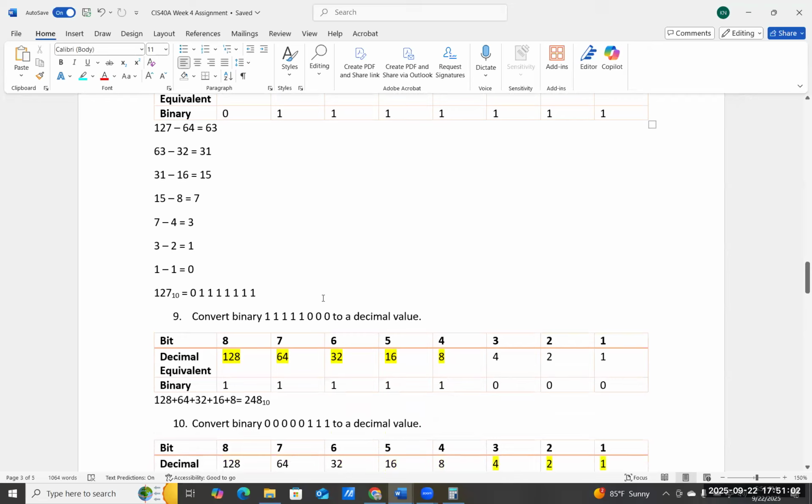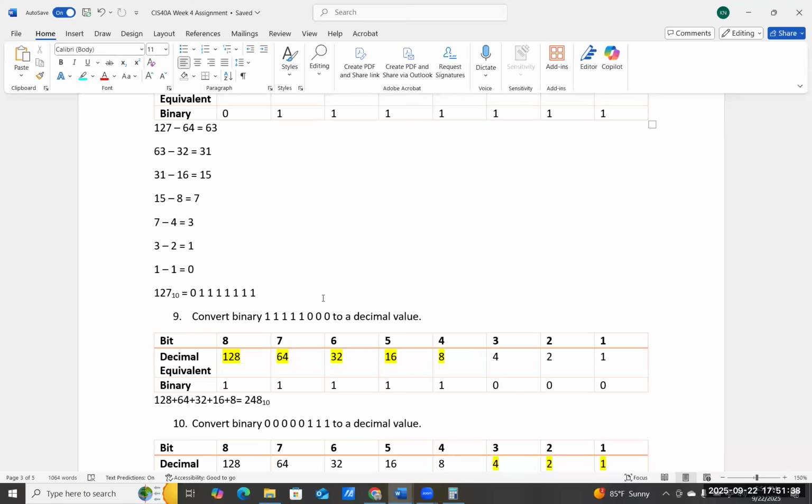Your scale is always going to be the same: 1, 2, 4, 8, 16, 32, 64, 128, because it's multiples of 2. The first step is to take your binary and place each binary value into the scale. So you type out 1, 1, 1, 1, 1, 0, 0, 0, because that's what you're given here. Just don't skip a 1 or a 0, or your values will be completely different.